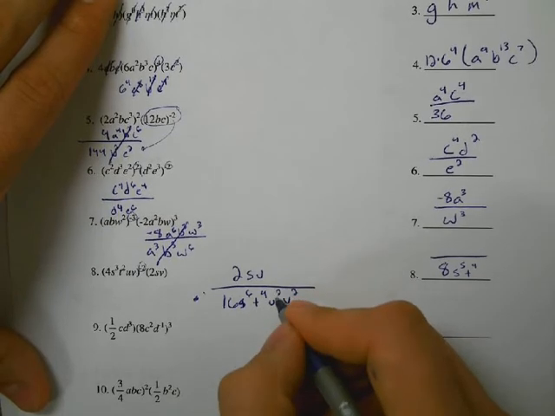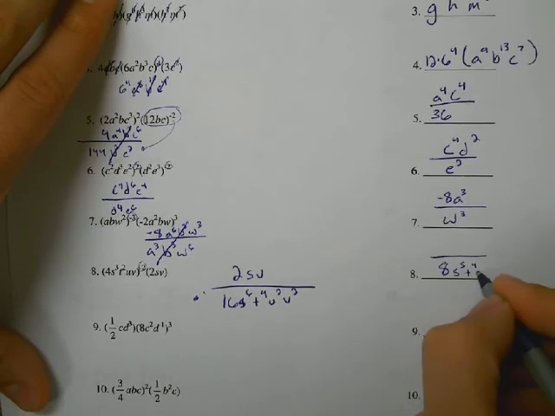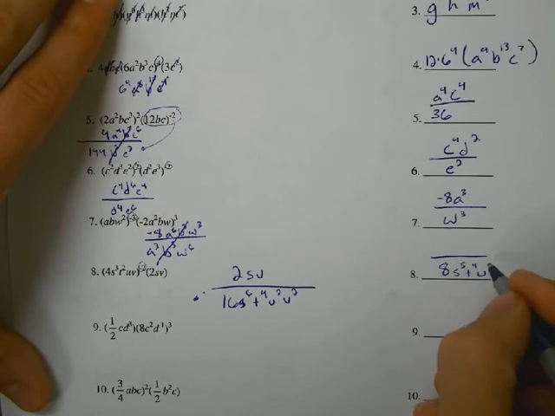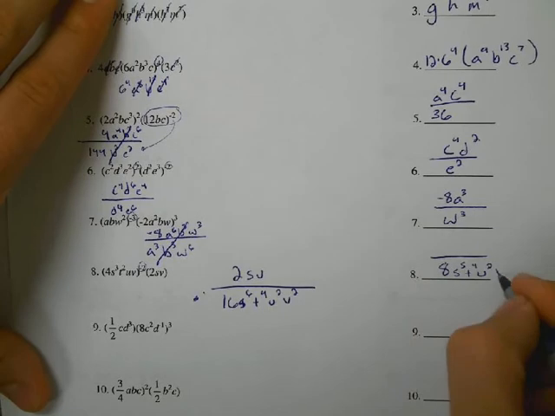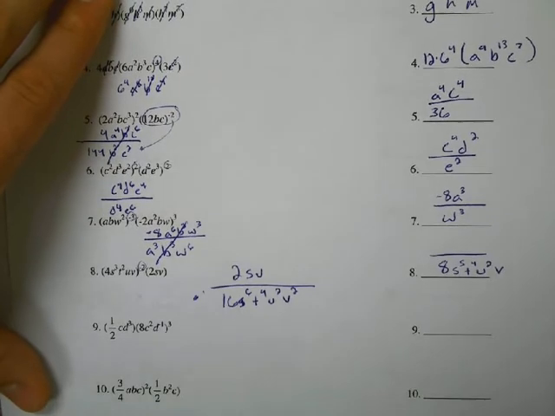I've got v on top, v squared on the bottom. I apologize, that's a u. My u2 will stay because there are no u's on the top. And I've got v, v squared, so my v will stay on the bottom. There's nothing that's going to stay on the top, so I put a 1. It's all going to go away.